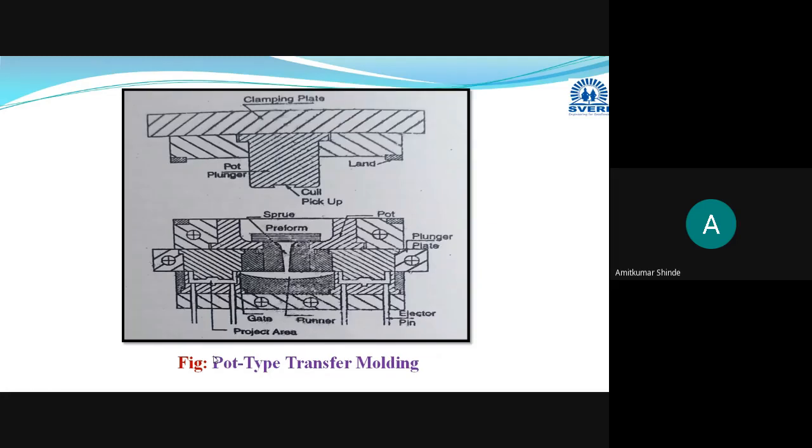So these are some diagrams showing the pot type transfer molding process only. Okay, this is the initial stage. This is a preform. Okay, this is the plunger. Then it is in the next stage. This is your sprue. Okay, this is the sprue gate runner arrangement, and it will enter through this vertical channel, and it will get transferred into these cavities.